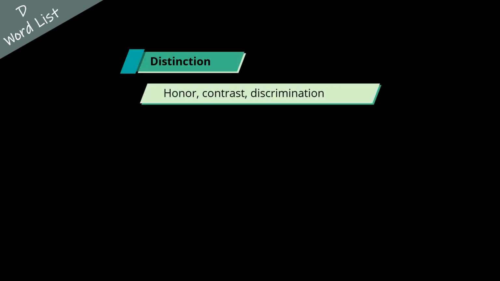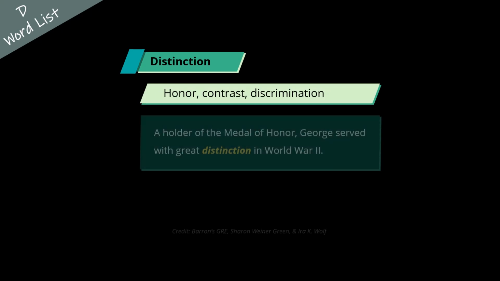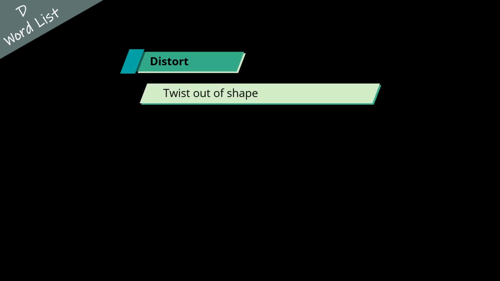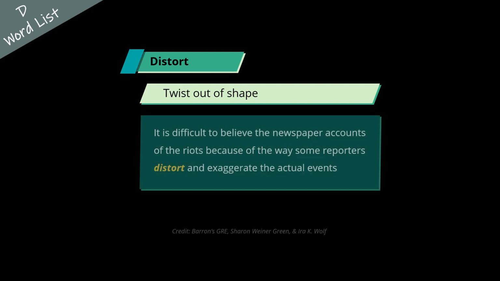Distinction means honor, contrast, discrimination. For example, a holder of the Medal of Honor, George served with great distinction in World War II. Distort means twist out of shape. For example, it is difficult to believe the newspaper accounts of the riots because of the way some reporters distort and exaggerate the actual events.